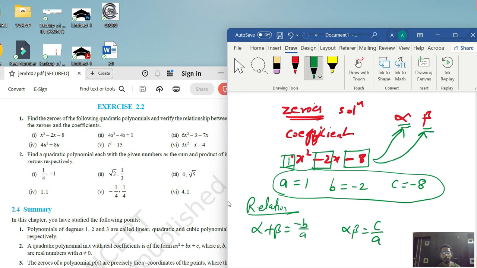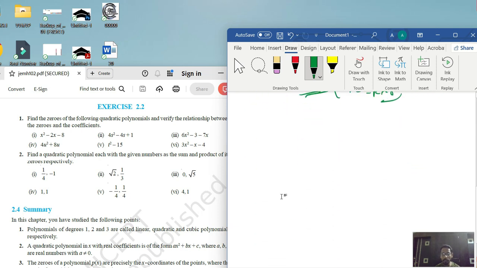ठीक है, तो हम लोग को पहले अल्फा और बीटा फाइंड करना है, फिर दिखाना है कि यहाँ पर LHS और RHS दोनों बराबर है, यहाँ पर भी सेम LHS and RHS both are equal. Okay, so we have to start by doing the factorization.